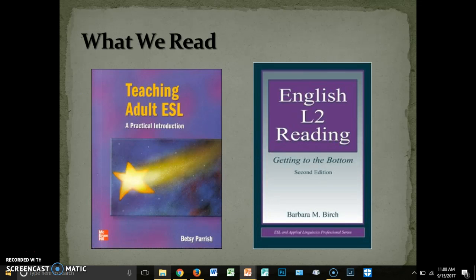We read these two books, probably now familiar: Betsy Parrish, and then English L2 Reading, Getting to the Bottom by Barbara Birch. Out of this research project, we created a presentation for COTESOL and then eventually an independent study course for adult educators working with ESL students in Colorado.